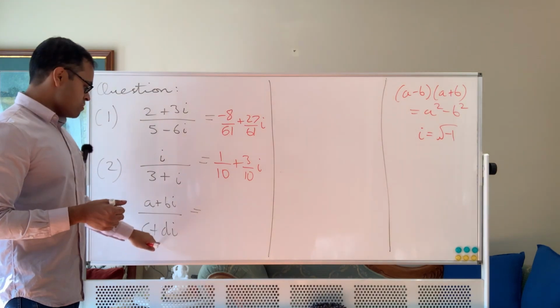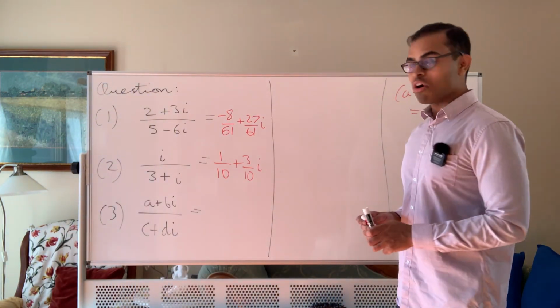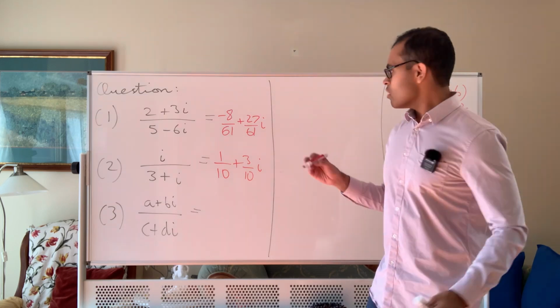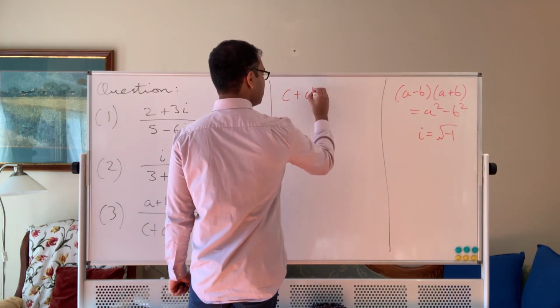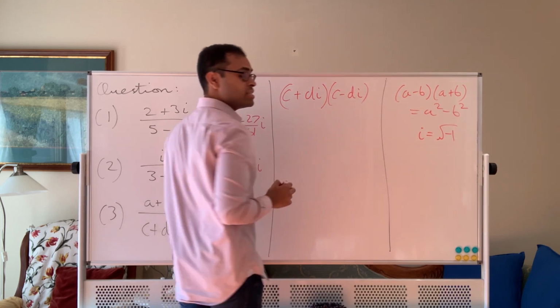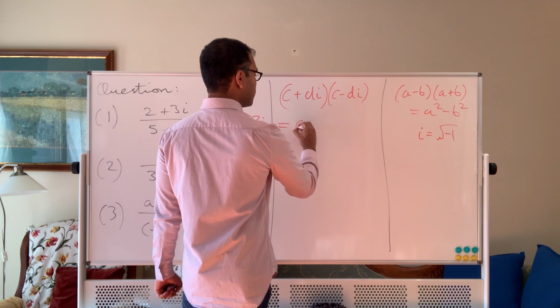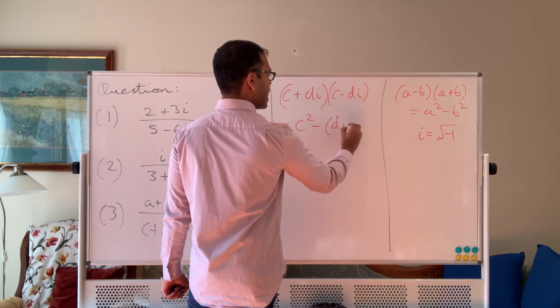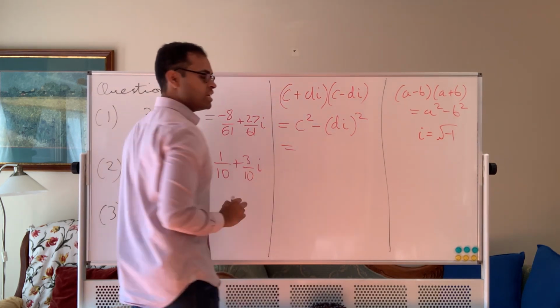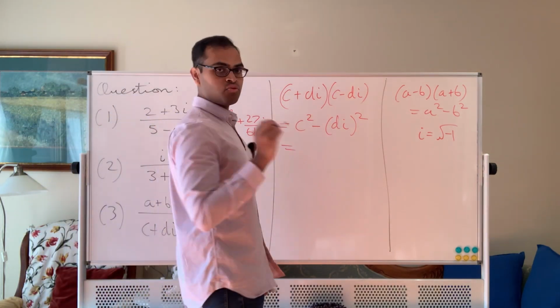We have a plus ib divided by c plus di. And what you can do is multiply by the conjugate of the bottom. What is the conjugate of c plus di? If you multiply with the conjugate, you just change the plus sign to a minus sign: c minus di. What you're going to get by the difference of squares formula is c squared minus d squared i squared, which is just going to equal d squared times i squared. i squared is -1, so minus of -1 is +1.